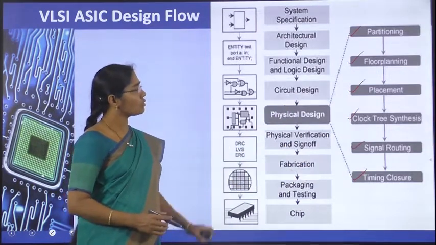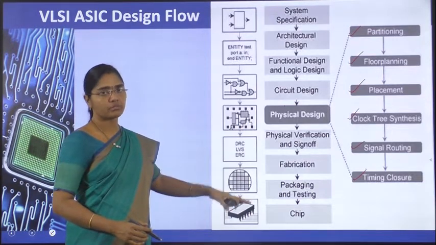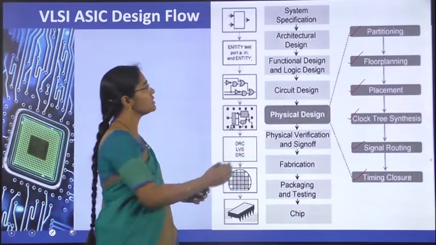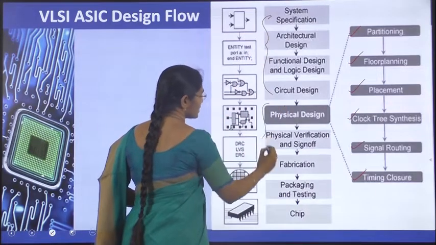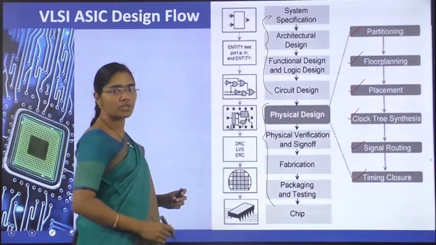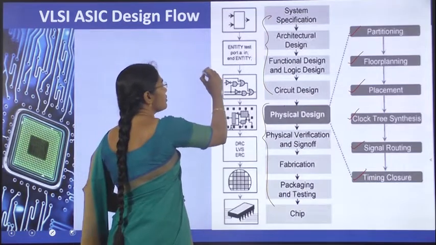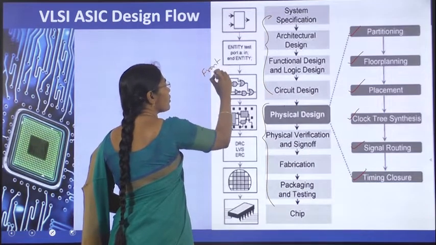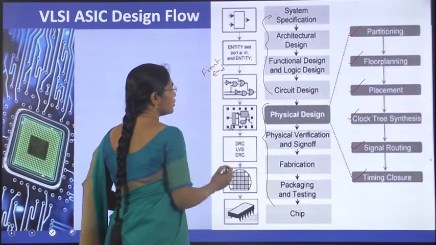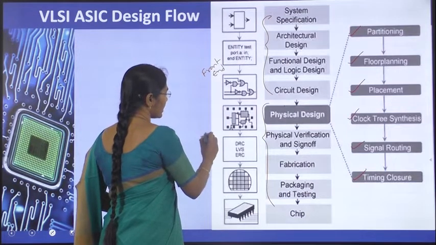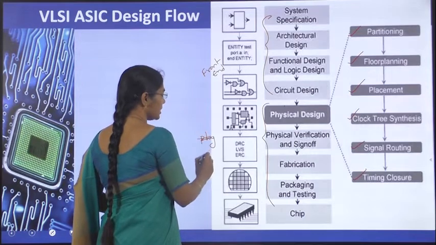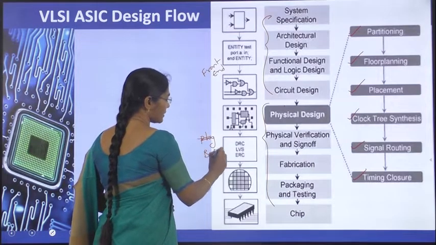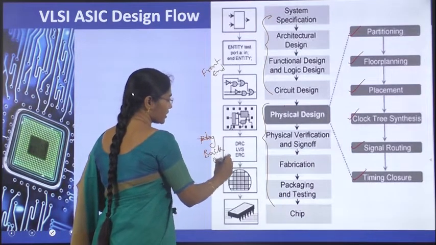Okay, so now all these steps are divided into two ends: one is the front end and the other is the back end. So the design flow has two parts: one is the front end, and the other is the physical end. Starting from the physical design, it is called the back end.